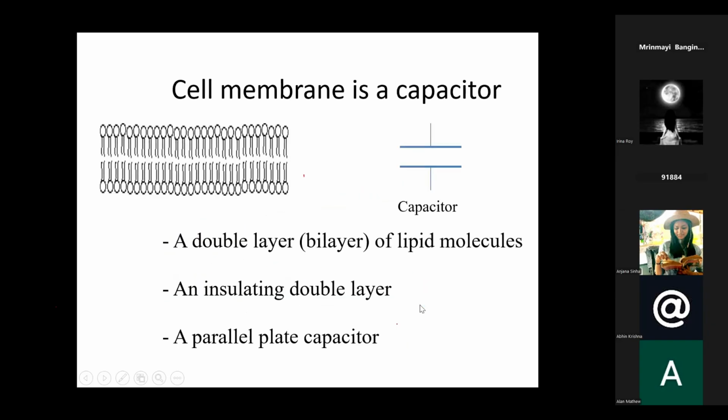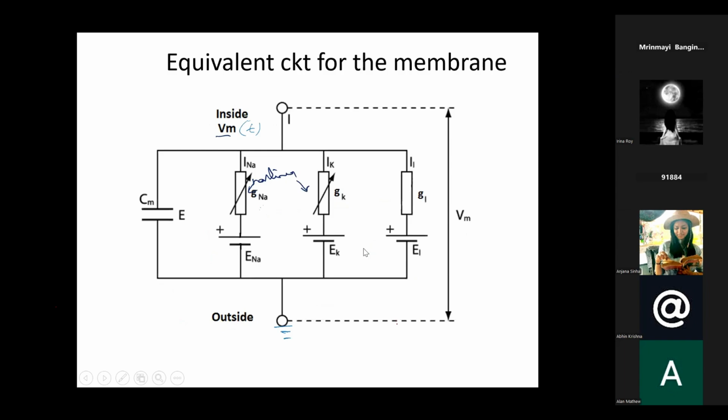So now if you combine all of them, you get something like this. There is one branch corresponding to the sodium channel, one branch corresponding to the potassium channel, and another branch which corresponds to all other voltage independent channels, whatever they may be. I'm not interested in what all are present. I'll just combine all of them into just one branch.